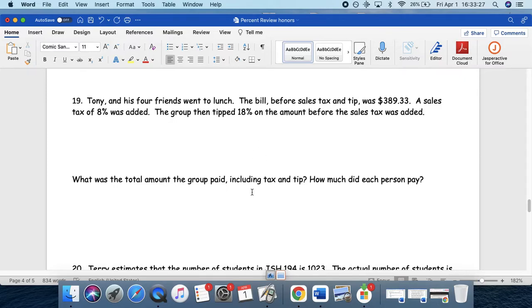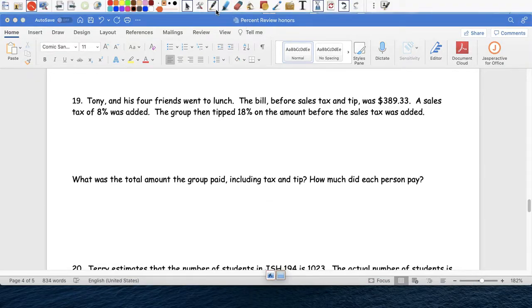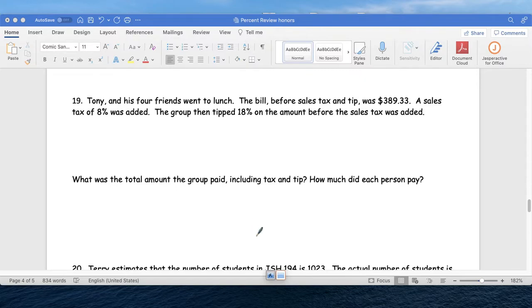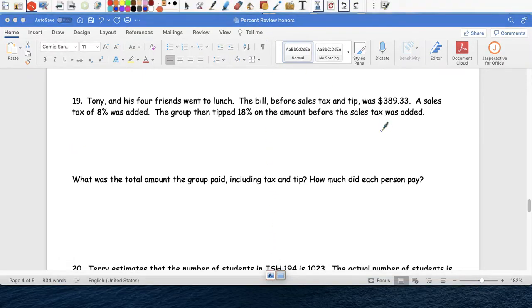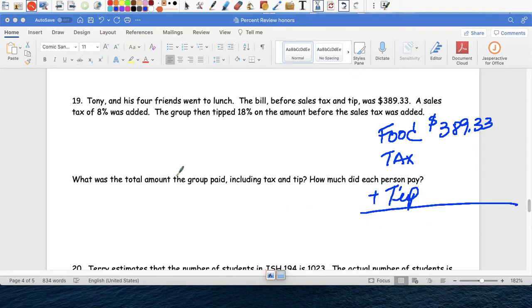Tony and his 4 friends went to lunch. Total bill before sales tax and tip was $389.33. A sales tax of 8%, and then 18% in tip. All right, so food. Let me write food over here. The food, 389.33. We need to figure out what the tax is. We need to figure out what the tip is. And then we can add it up and divide it by however many people, 5 people.